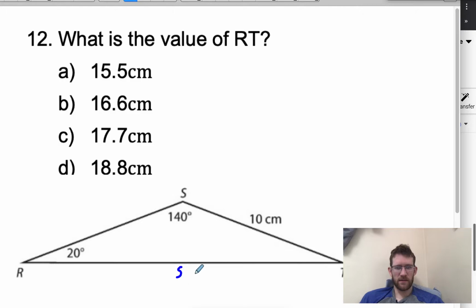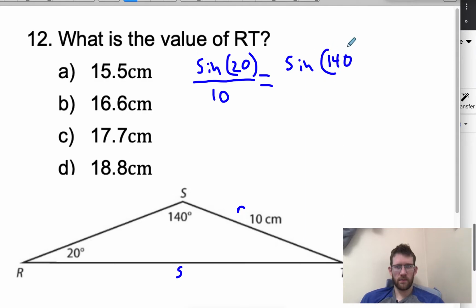We can label that little s. We're going to label this one little r. So if I set up my law of sines problem, I could say that the sine of one of the angles, so in this case I'll say 20 degrees, is over the length of the opposite side, in this case 10, is equal to the sine of 140 over little s, but I could also just as easily put RT. Cool, so I need to solve for that little s.